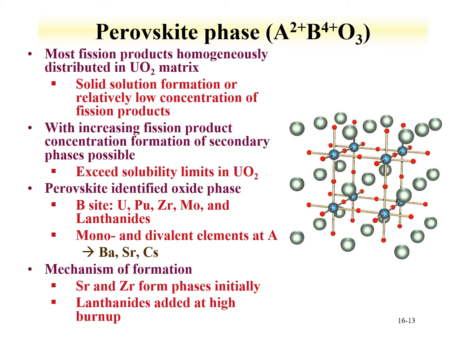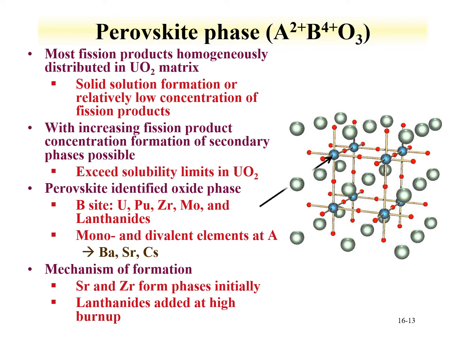As the fuel fissions, fission products and actinides are going to be built up in the fuel itself. This could cause the formation of separate phases. Generally speaking, initially, when fission occurs, solid solutions are going to dominate because we're going to have a relatively low concentration of fission products. With increasing fission product development and actinide formation, secondary phases are possible. And these secondary phases begin to form when their solubility limits in UO2 are exceeded. One such material is perovskite, shown here as an ABO3, where A can be mono or divalent, and B sites are occupied by higher oxidation state materials.